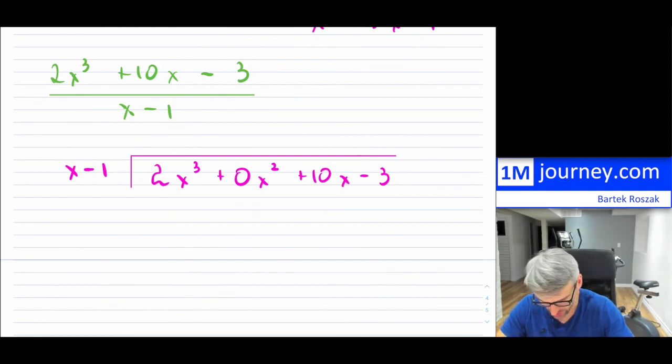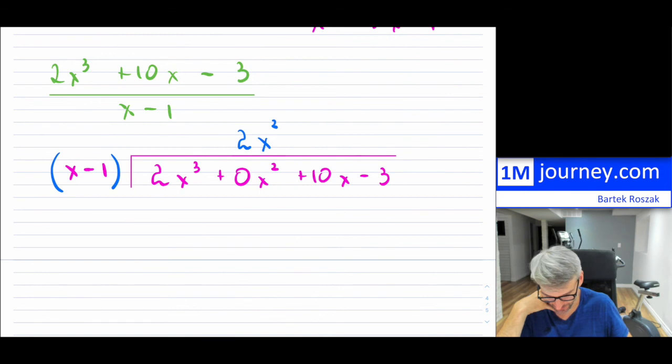And now let's get started. So this is x cubed, and it's x to the 1, so that means our result will be of second order right here. So that means we have to start writing numbers right there. And those numbers are, all right. So we want to get rid of the 2x cubed. So that means I'll put x squared and then 2. So 2x squared times this is going to give me 2x cubed, so that's perfect, minus 2x squared.